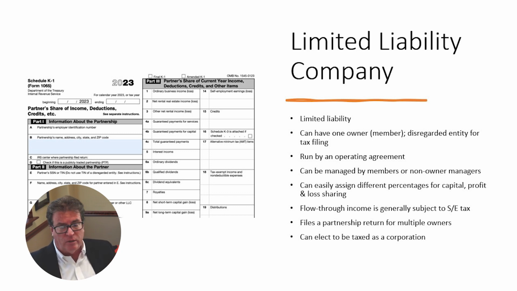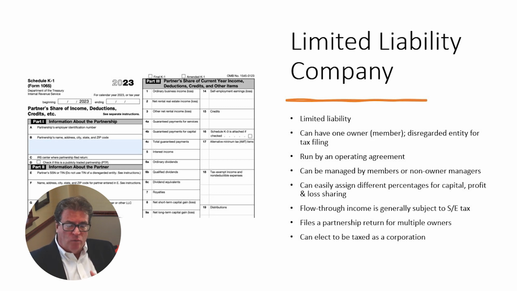You just have unlimited creativity. You can have different classes of members, Class A, Class B, that get different returns. There's a tremendous amount of flexibility with a limited liability company. Now again, the flow-through income is generally subject to self-employment tax, like a sole proprietorship or a partnership. If that income would be subject to self-employment tax, it's going to be taxed that way. If it's rent income that isn't subject to that, it would retain that character. But the flow-through is subject to self-employment tax.